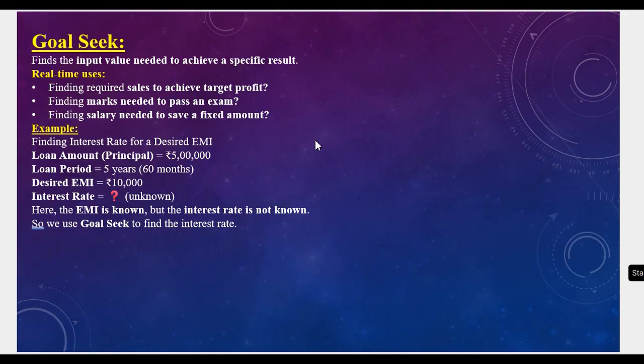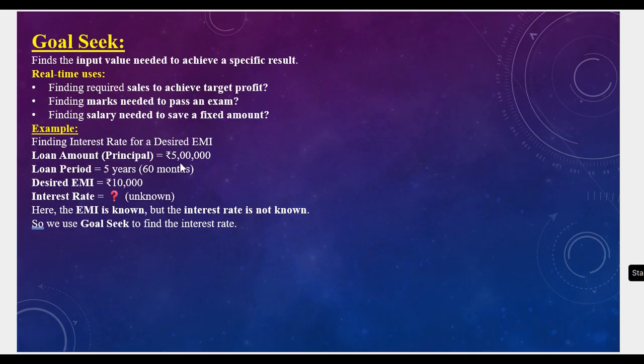So we are setting the values, and it finds the input value needed to achieve a specific result. Some real-time uses are finding the required sales to achieve target profits, finding the marks needed to pass an exam, and finding the salary needed to save a fixed amount. For example, finding the interest rate for desired EMIs.